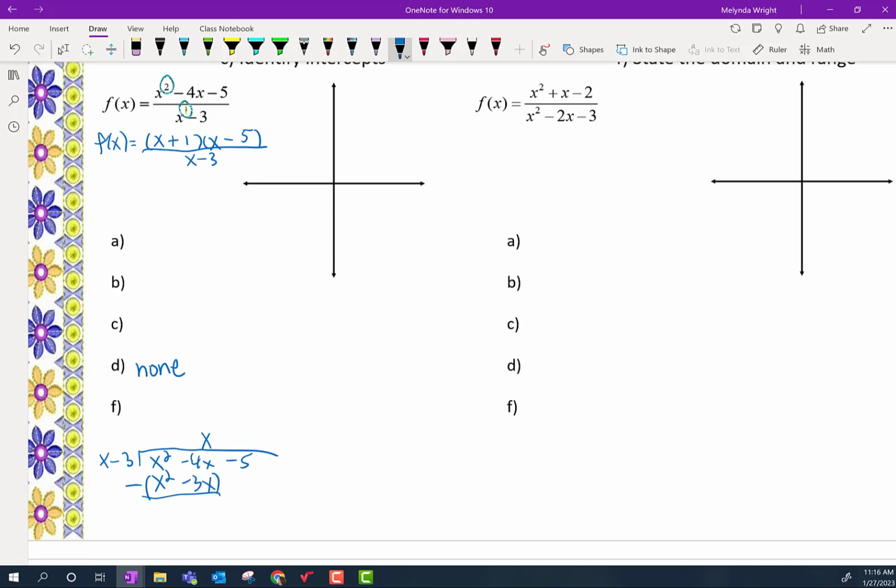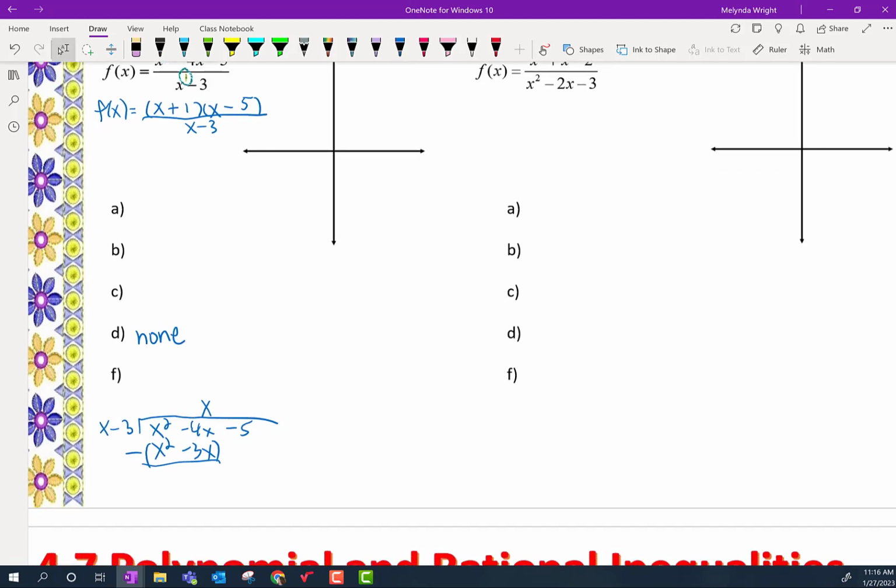I always put parentheses and put the subtraction sign there because goodness gracious, I do not want to miss a sign. It's a common error for everybody. x squared minus x squared is 0. Negative 4 minus a negative 3 gives me a negative x, and then I pull down the next term.